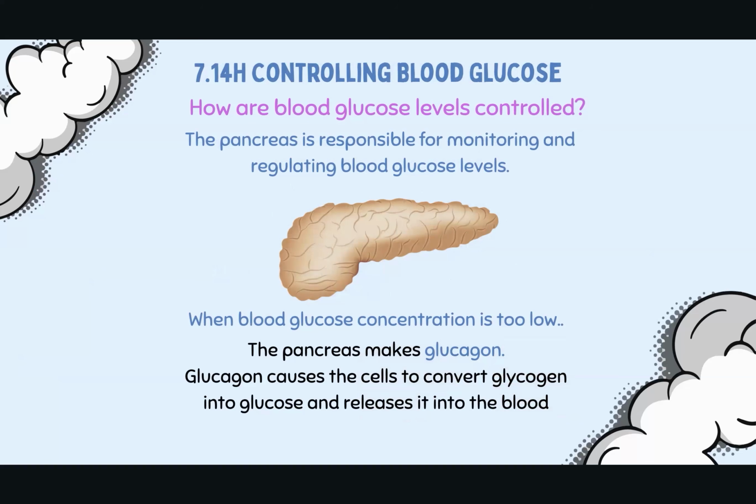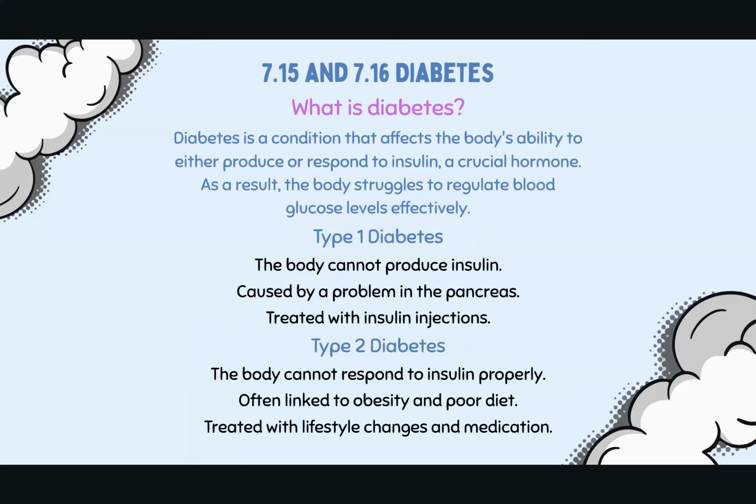So if the blood glucose levels are too high, insulin is released and the amount of glucose in the blood is decreased. If the blood glucose levels go too low, glucagon is released and that causes more glucose to be produced from the glycogen and put back into the blood. So this is negative feedback, maintaining that one amount of glucose. So 7.15 and 7.16 is linked to diabetes.